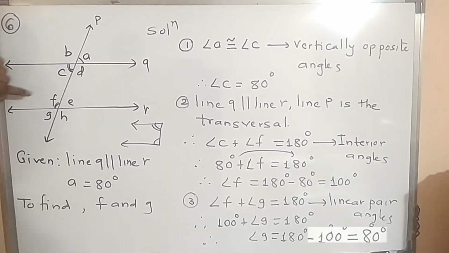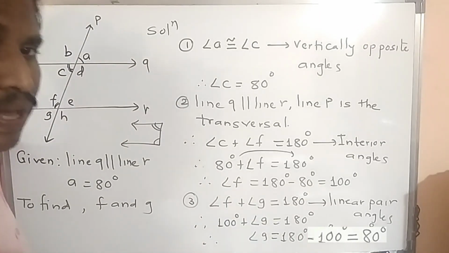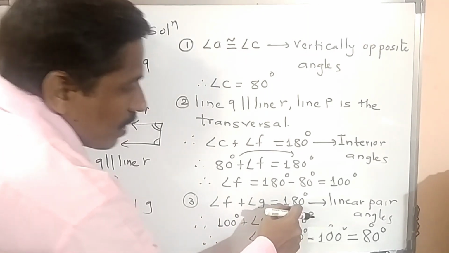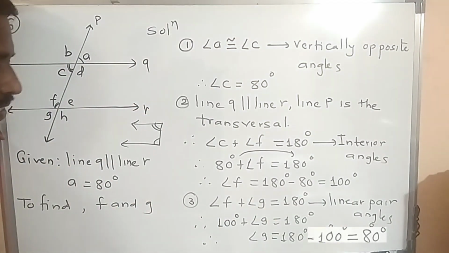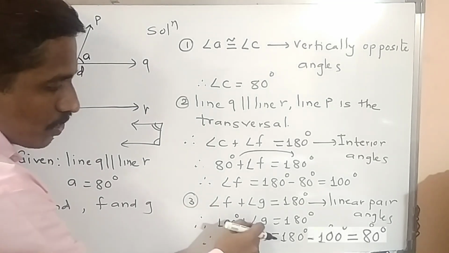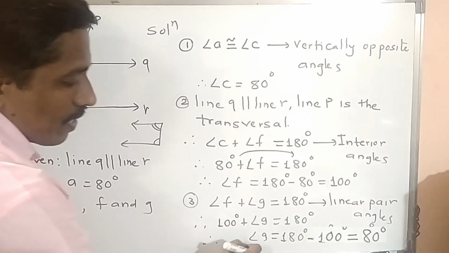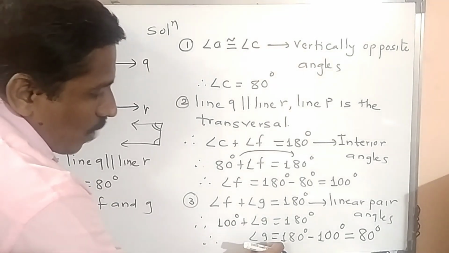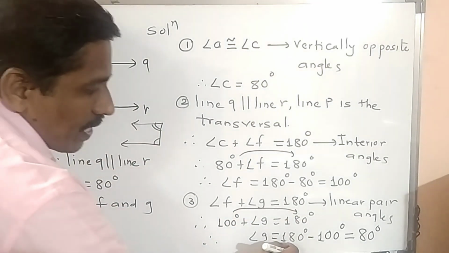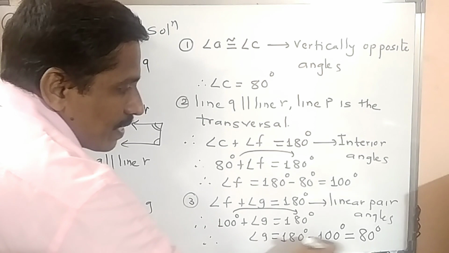Now, look at the figure. Angle F and angle G form linear pair angles, and we know that linear pair angles are supplementary. Therefore, angle F plus angle G is equal to 180 degrees. Reason, linear pair angles are supplementary. Substituting angle F as 100, plus angle G is equal to 180 degrees, and angle G is equal to 180 degrees, this plus 100 will become minus 100. 180 degrees minus 100 degrees is equal to 80 degrees.